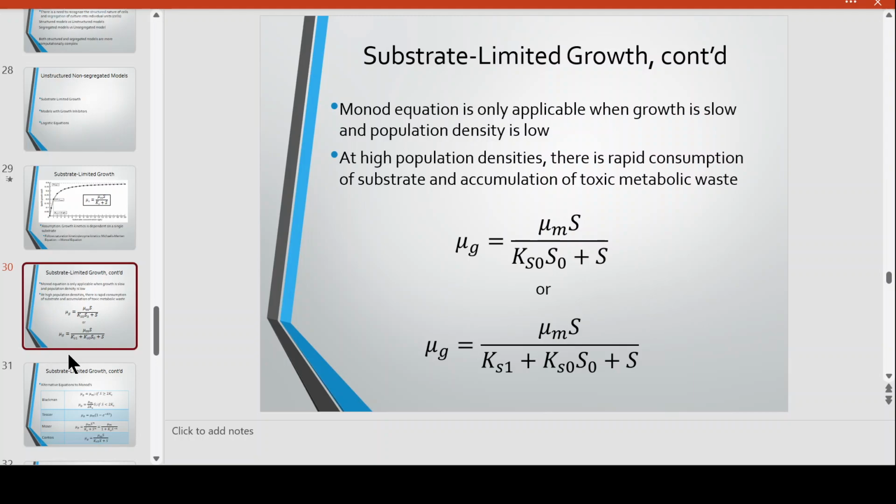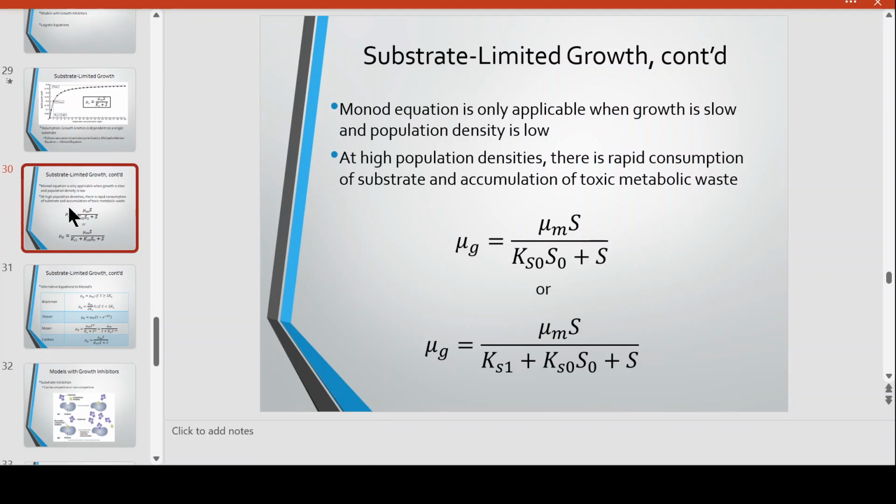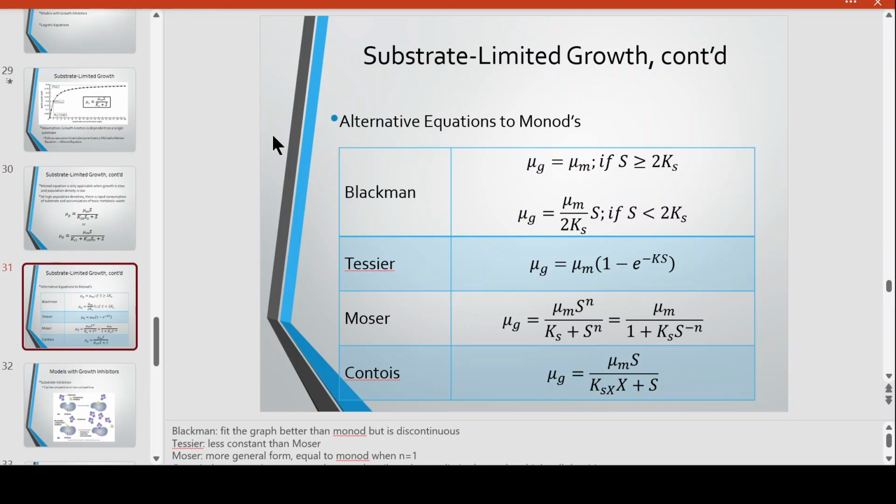However, this is only applicable when the growth is slow and the population density of the cells is low. In practical purposes, that's not always the case. At high population densities, there is a rapid consumption of substrate and accumulation of toxic metabolic waste. Therefore, there are some variations of the substrate limited growth model to account for the high consumption of the substrate and the metabolic toxicity. Here are some alternatives to this equation.